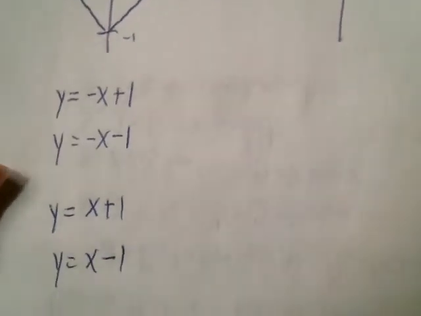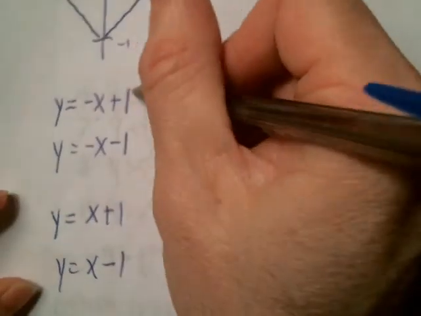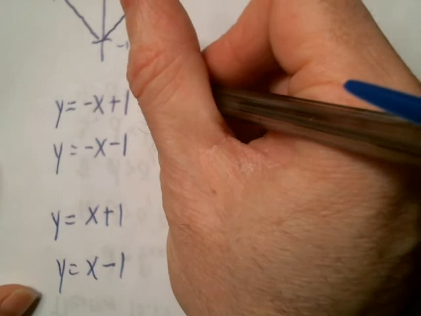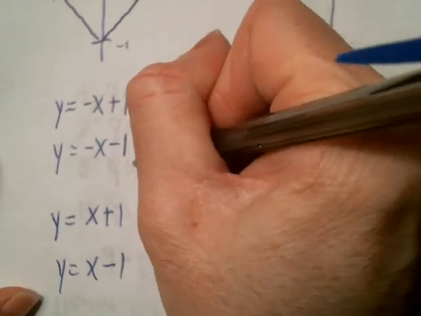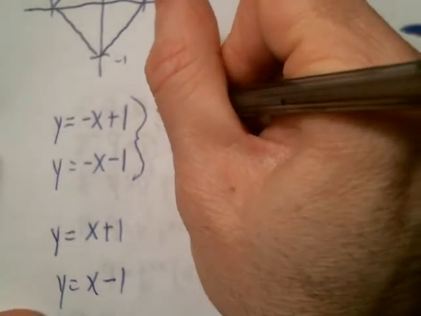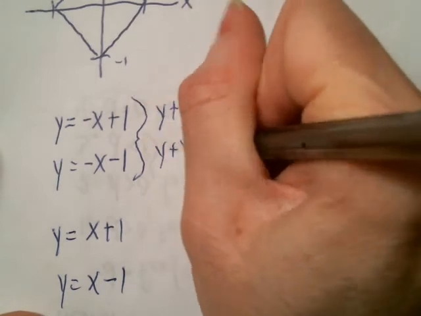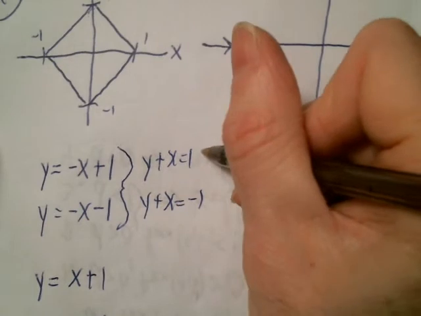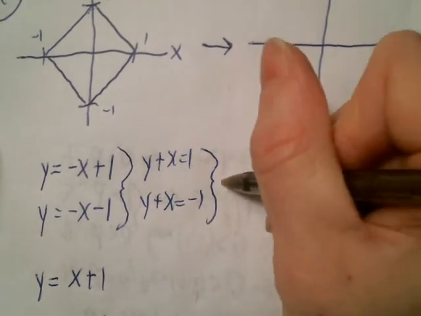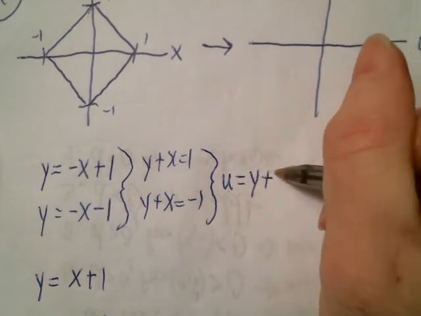I want to do a u-substitution that will cause a box, basically. And it's not entirely clear, but the way we do it is, I'm going to say my u is based off of these things. So I'm going to note that y plus x is equal to 1 and y plus x is equal to -1. Okay, and then, because of this, I'm going to let u equal y plus x.